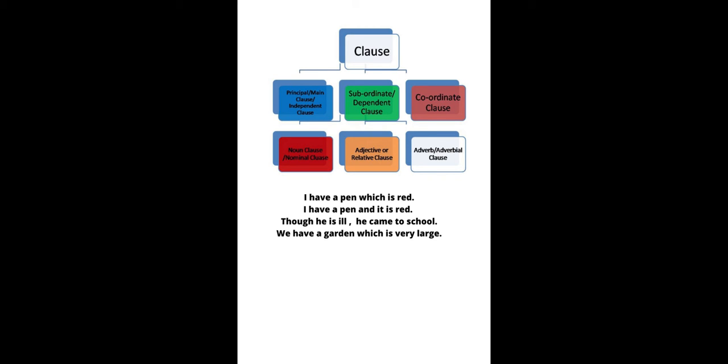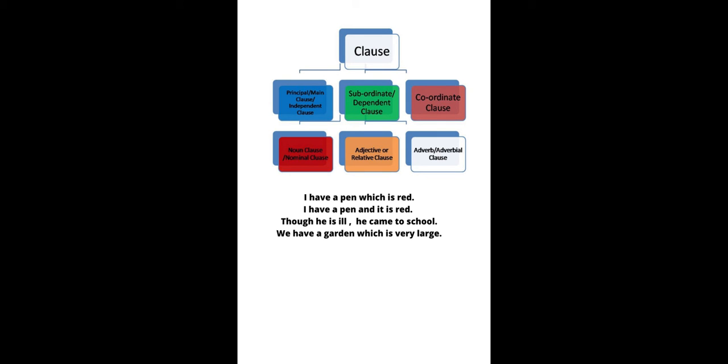Conjunctions are mainly of two types: subordinating and coordinating. There are also correlatives, but that is a different thing. The conjunctions used to join the main clause and the subordinate clause are called subordinating conjunctions, and the conjunctions that connect the two clauses of a compound sentence are coordinating conjunctions.